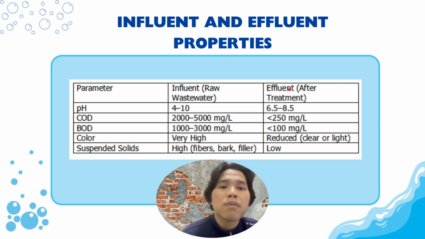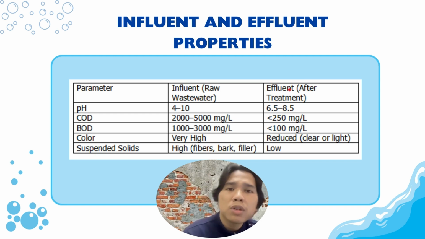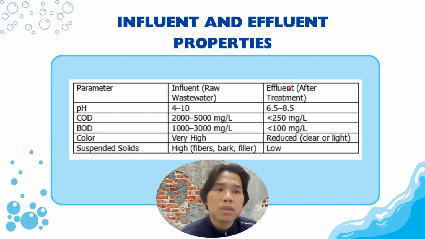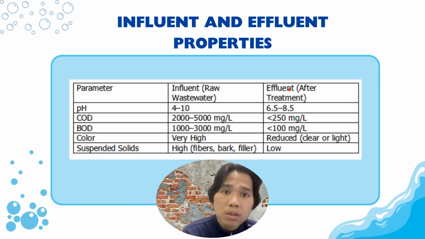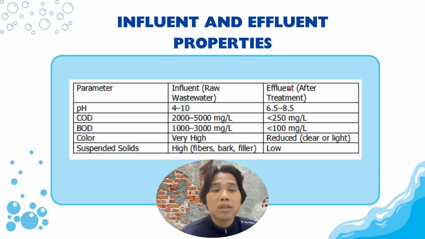COD and BOD are very high in the influent. COD is 2000 to 5000 mg per liter and BOD is 1000 to 3000 mg per liter. These numbers show how polluted the water is. After treatment, both are reduced a lot. COD becomes less than 250, and BOD drops to less than 100.